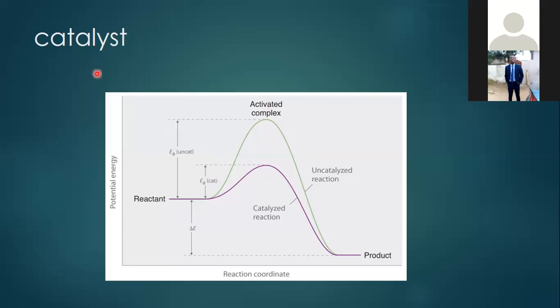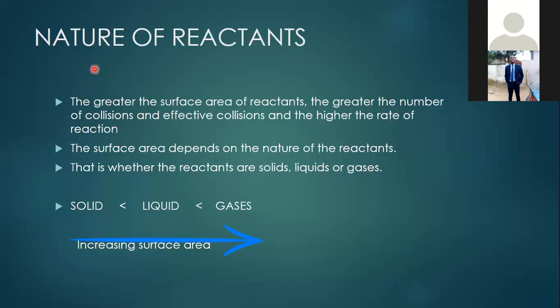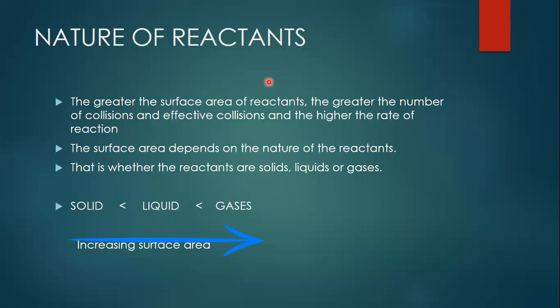Good. Now, we are going to talk about the nature of reactants. The greater the surface area of reactants, the greater the number of collisions and effective collisions, and then the higher the rate of reaction. So those of us who cook, when you use granulated salt, that is the rock salt, compared to the powdered salt, you realize that the powdered salt makes your cooking faster.